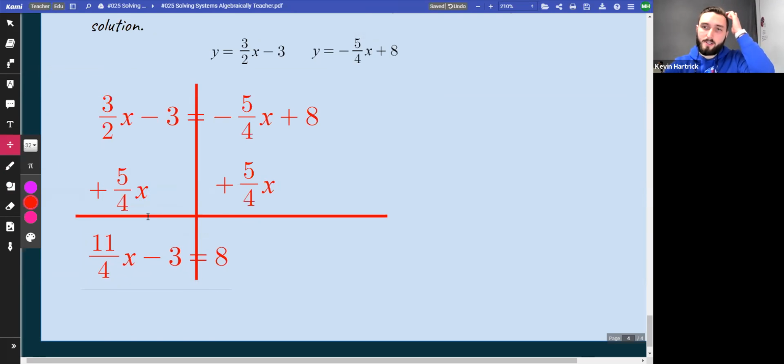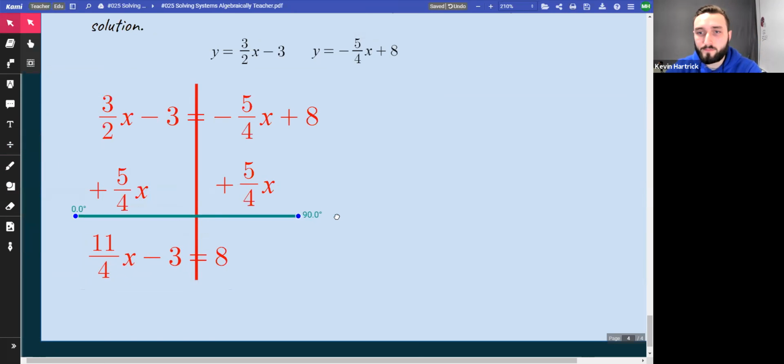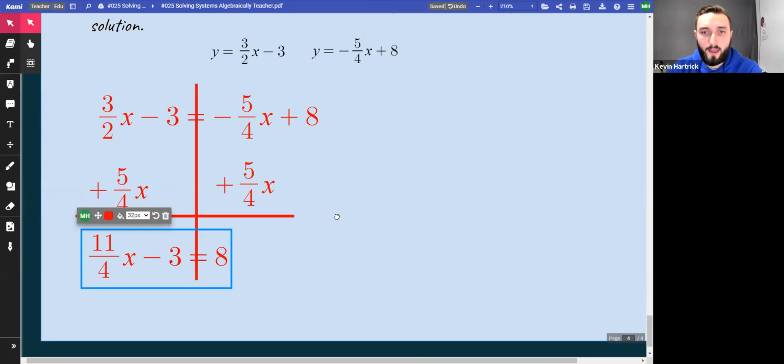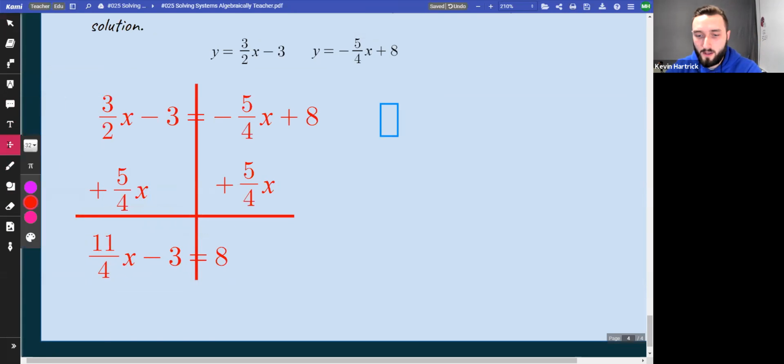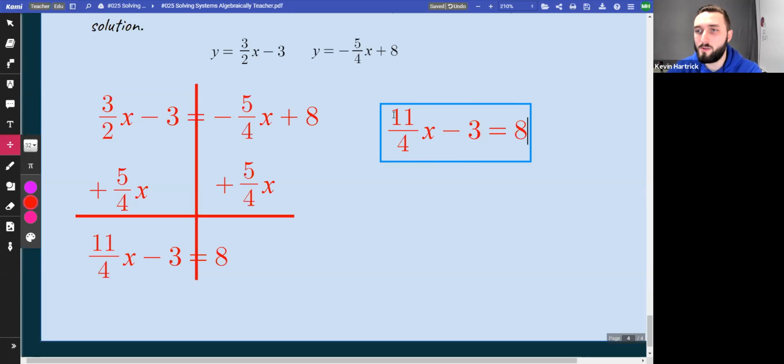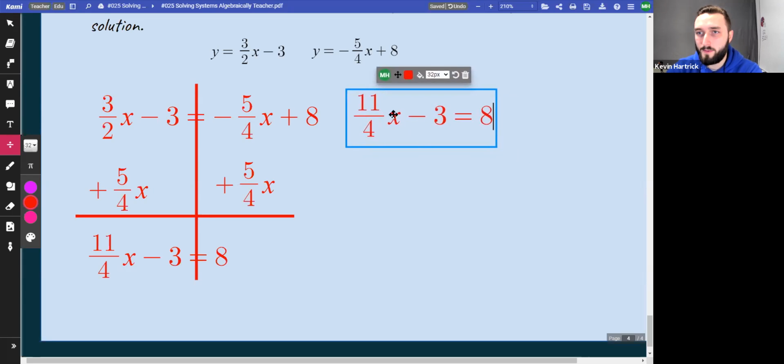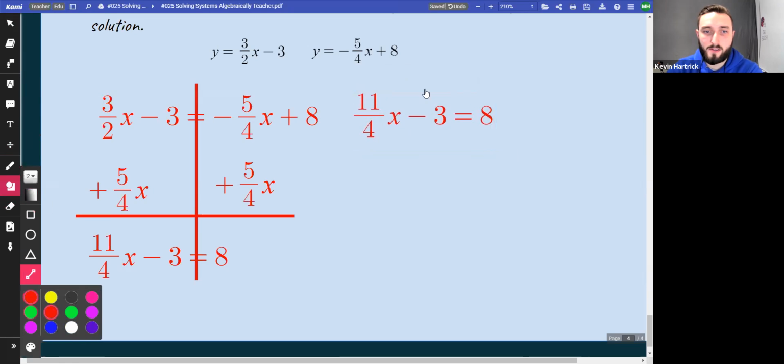Now I have what looks like just a regular two-step equation, so I'm going to actually pull this over to the right side because I'm running out of room, okay. So I'm going to rewrite this, and then we will solve this two-step equation, right? So 11/4 x minus 3 equals 8. This is a regular two-step, okay? It's all set up nice and neat for us. So let's solve it.